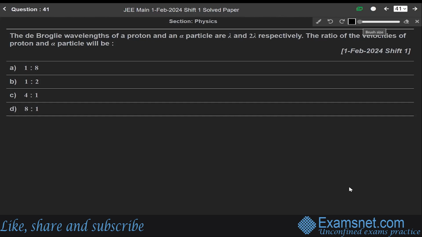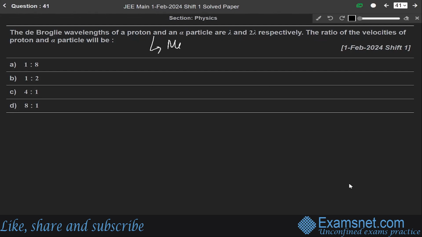Now the next question is 41. The de Broglie wavelengths of a proton and alpha particle are lambda and 2 lambda respectively. The ratio of the velocities of proton and alpha particle will be. This question is from the chapter of modern physics. In this question, we have to find the ratio of the velocities. From de Broglie hypothesis.